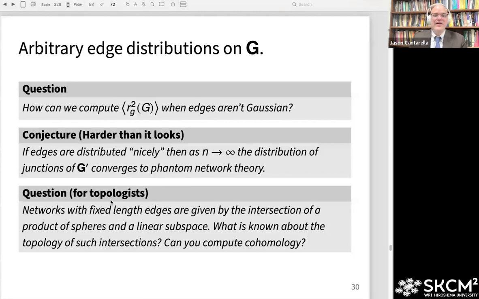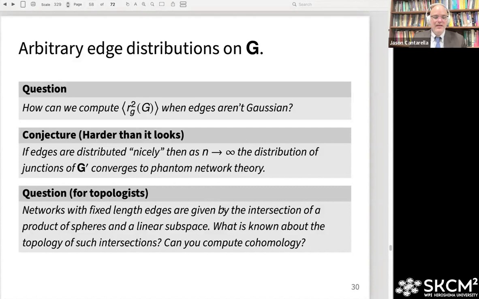So the topologist version of this question is the following. Say we fix the edge lengths. Then the cochain space has a submanifold given by a product of spheres. Those are the options for each displacement. The ones that are compatible with vertex positions are the intersection of that product of spheres with a linear subspace. So when you have a product of spheres intersecting with a linear subspace, when can you prove it's a manifold? When can you analyze its singularities? Can you compute the cohomology of that configuration space?